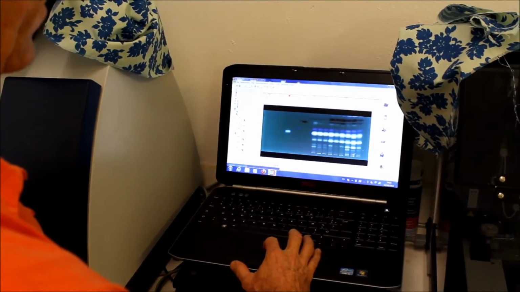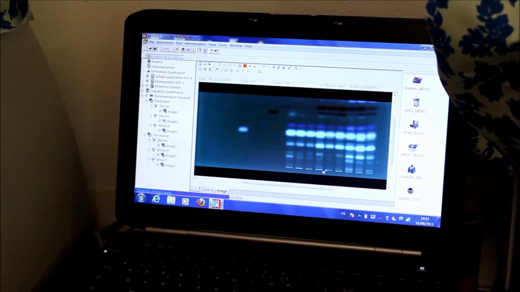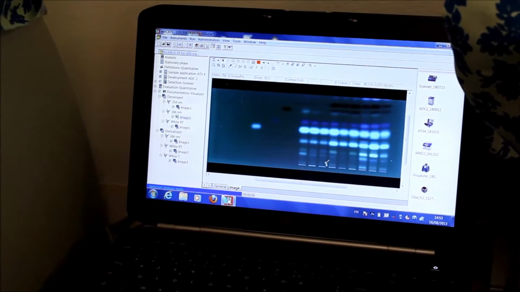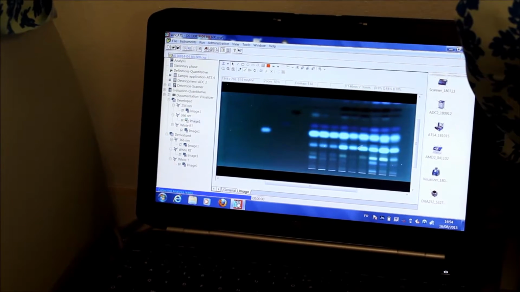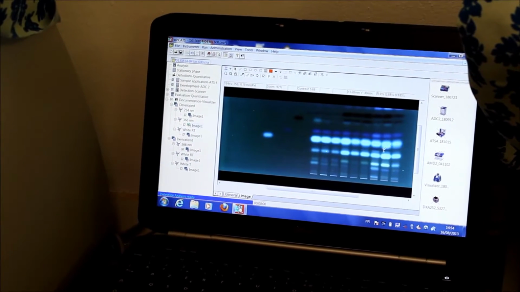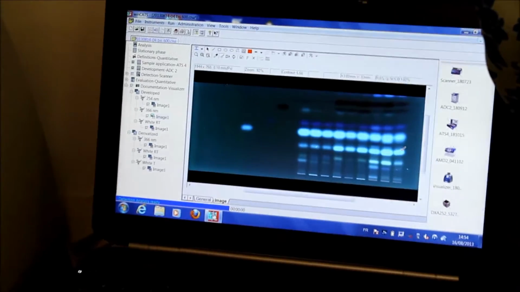Now here I have three Vishmanii. Here I have three 2-day Kava. And here I have three nobles. Now, these are major Kava lactones. So you can see that they are all there.